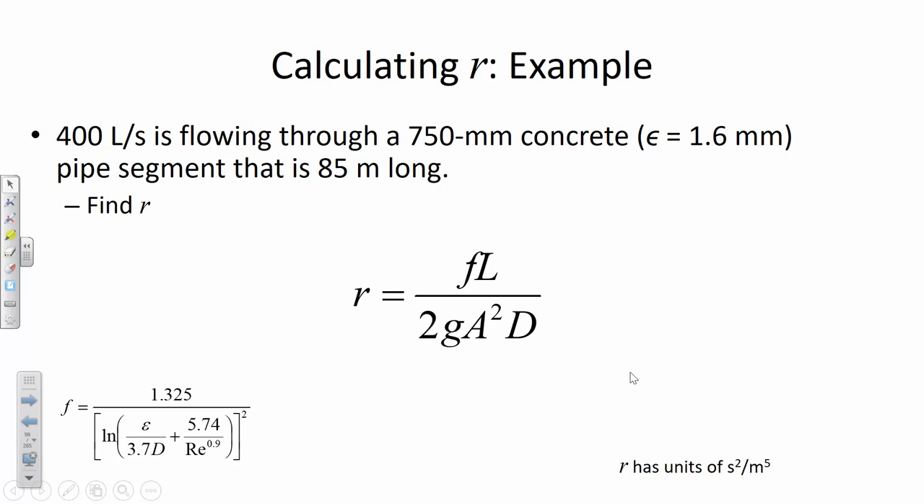And just in case it's not yet burned into your memory, remember that Reynolds number is velocity times diameter divided by kinematic viscosity. And the typical units for kinematic viscosity in the SI system is 1 times 10 to the minus 6 meters squared per second.